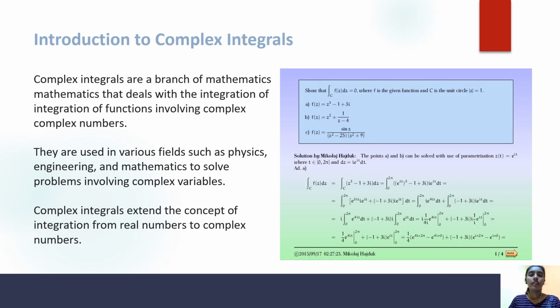Introduction to the complex integral. Complex integrals are a branch of mathematics that deals with the integration of functions involving complex numbers. They are used in various fields such as physics, engineering, and mathematics to solve problems involving complex variables. Complex integrals extend the concept of integration from real numbers to complex numbers.